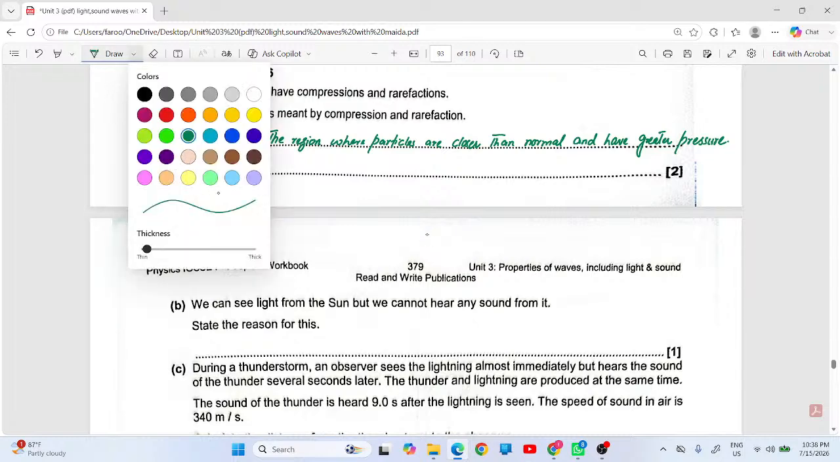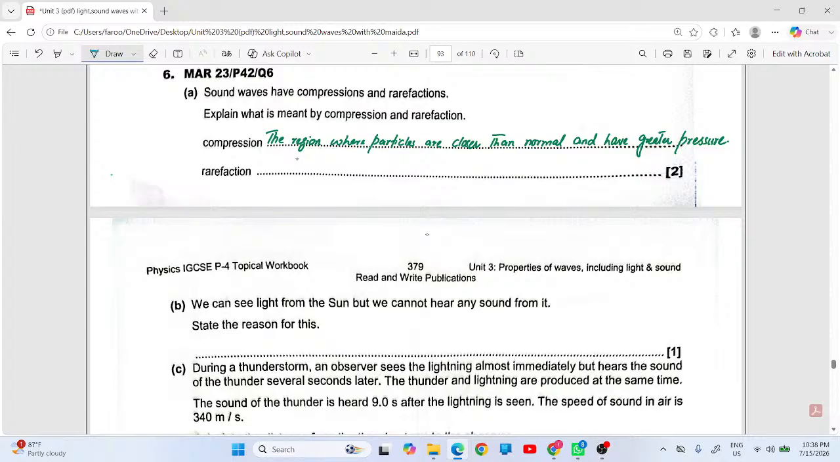And rarefaction is the region where particles are further apart and have low pressure.